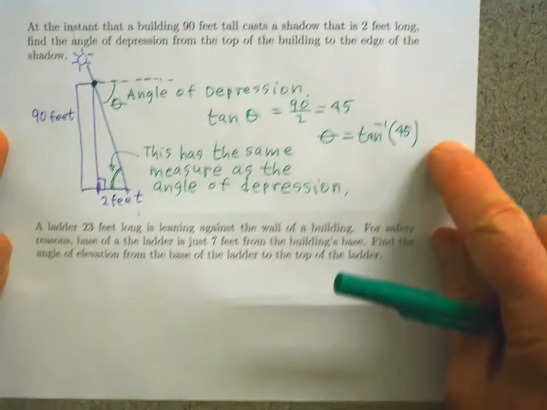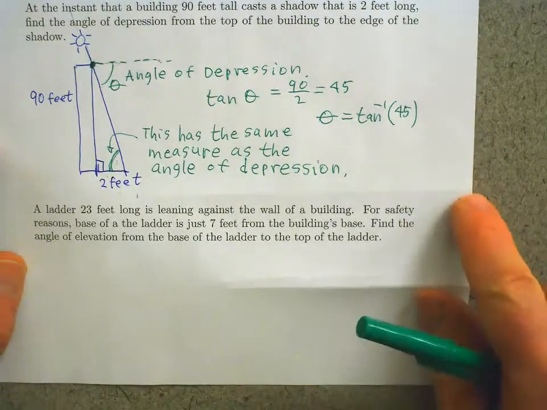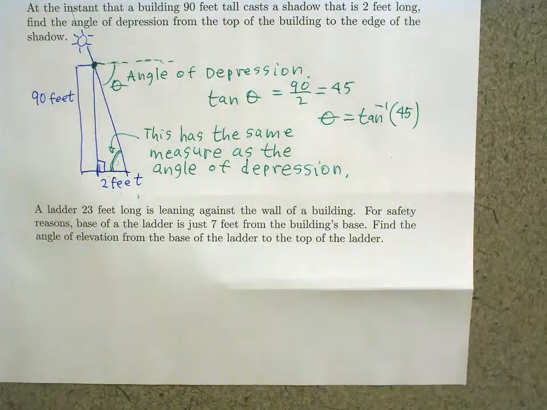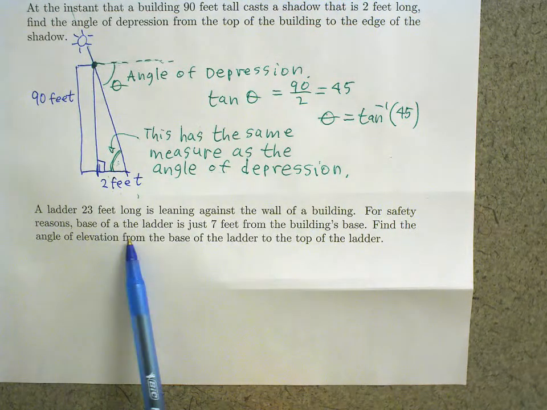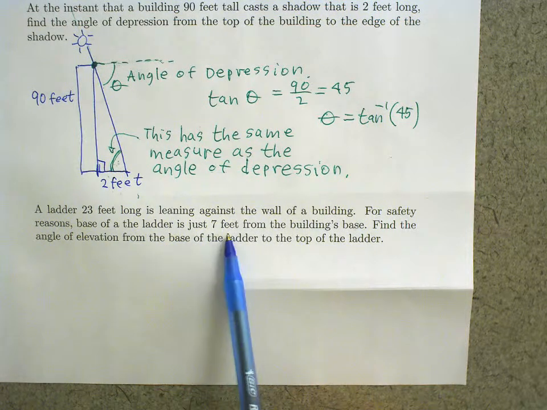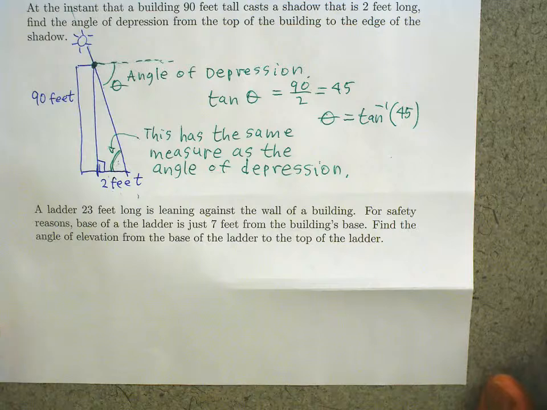Okay, next problem. A ladder 23 feet long is leaning against the wall of a building. For safety reasons, the base of the ladder is just 7 feet from the building's base. So find the angle of elevation from the base of the ladder to the top of the ladder.